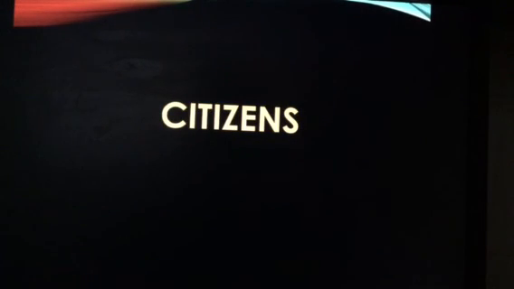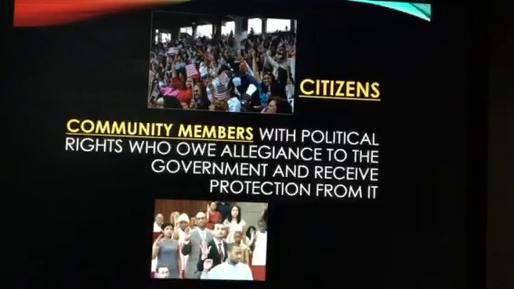Citizens. Remember, civics is the study of our rights, duties, and responsibilities as citizens. Let's briefly define what a citizen is to set up our next lesson. A citizen is a community member with political rights who owes allegiance to the government and receives protection from it.